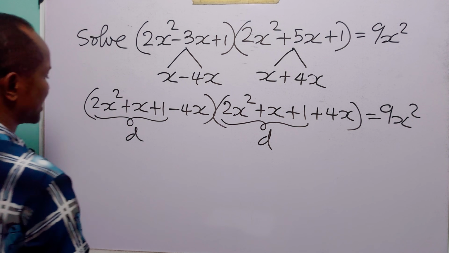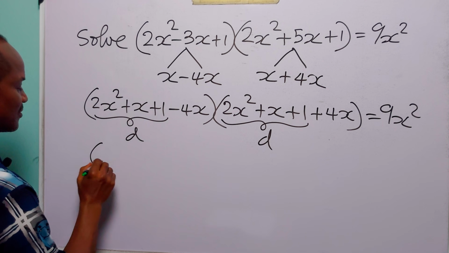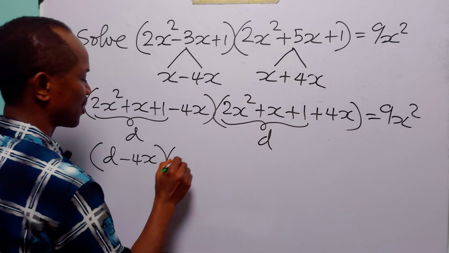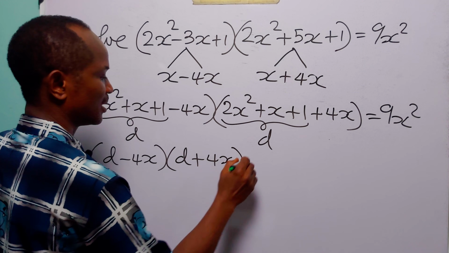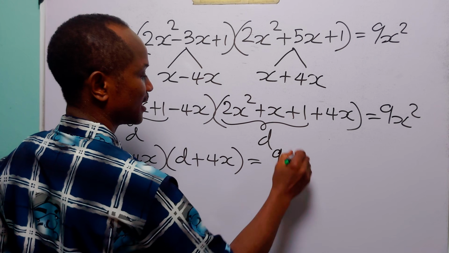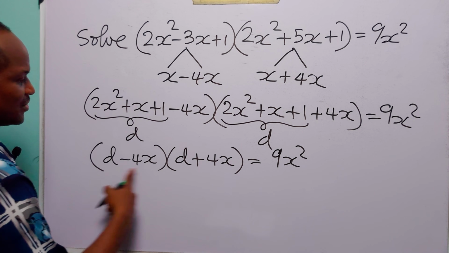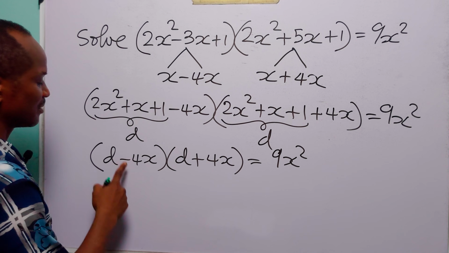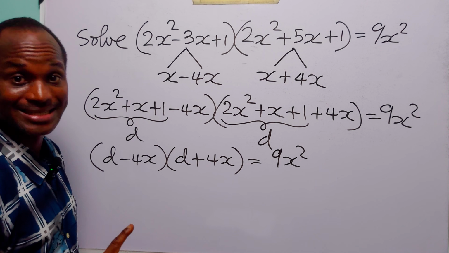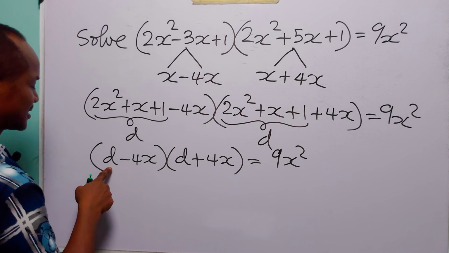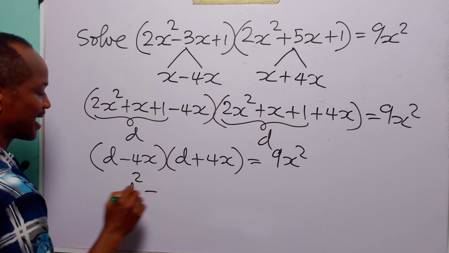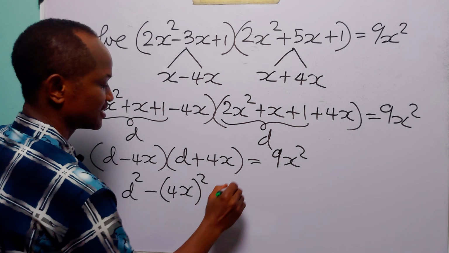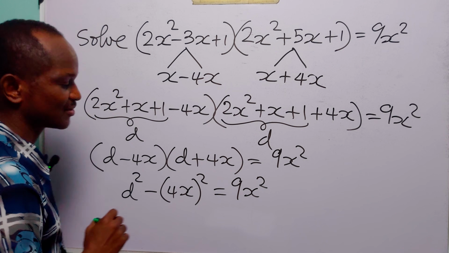That means that on the left-hand side of this equation, we have D minus 4x multiplied by D plus 4x. And of course, this is still equal to 9x squared. Now, when you look at the left-hand side, you are going to see that these two are conjugates. And of course, when we multiply this by this, we are going to get the difference of two squares. That is D squared minus 4x squared, and this is equal to 9x squared.